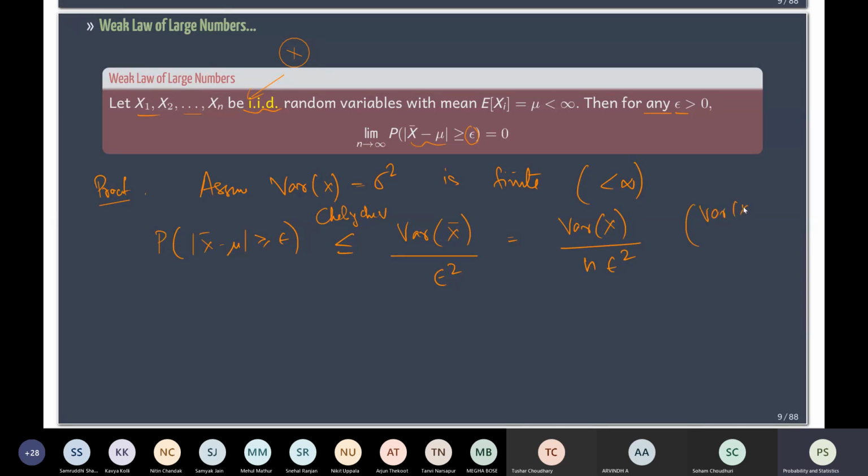So the variance of X bar is the variance of X by n. Now it is clear, right? If I take n tends to infinity, this is going to be 0. So this implies that the limit as n tends to infinity of P(|X bar minus mu| greater than or equal to epsilon) equals 0. Since we have already said limit, now we say equal to 0; the tending part is covered there. So this is the law of large numbers, and it follows easily from the Chebyshev inequality.